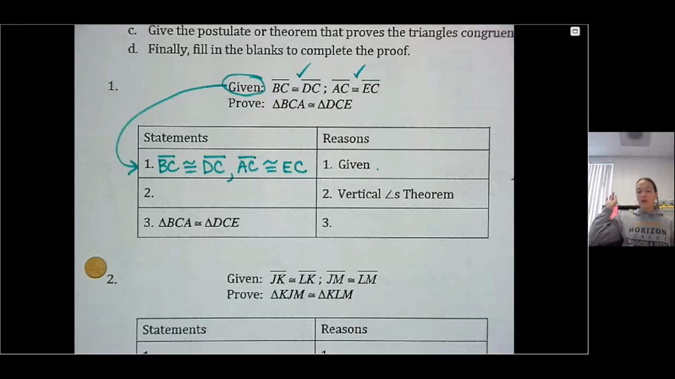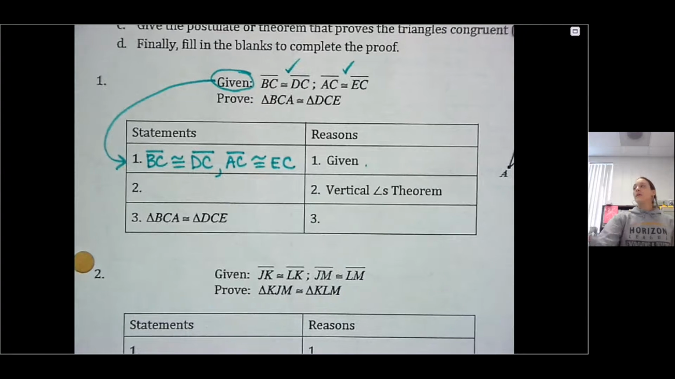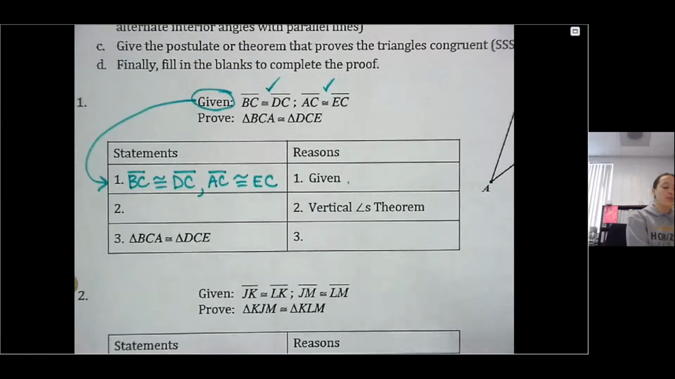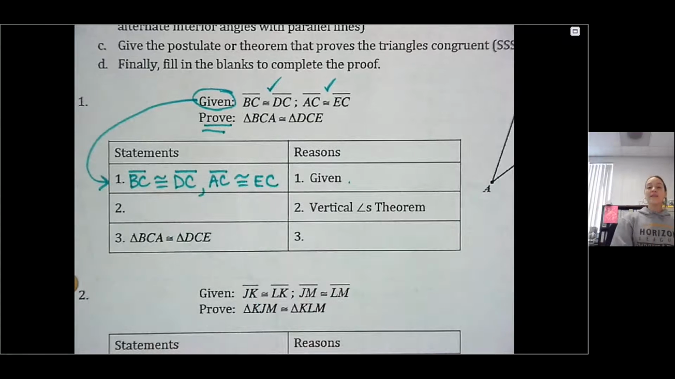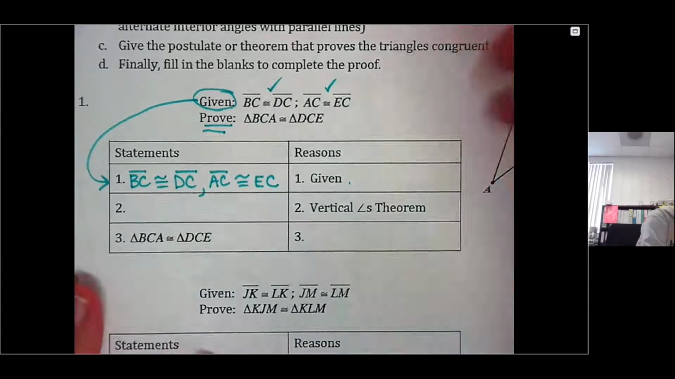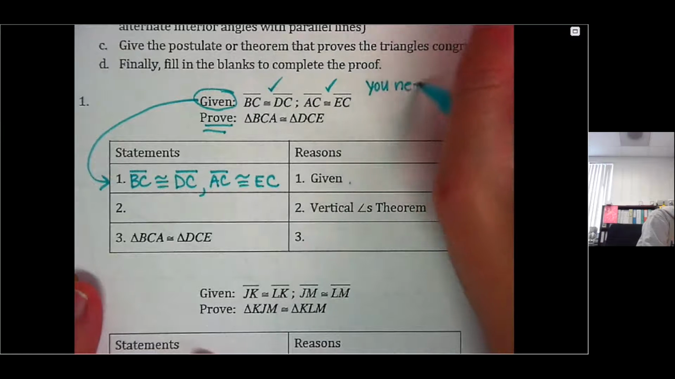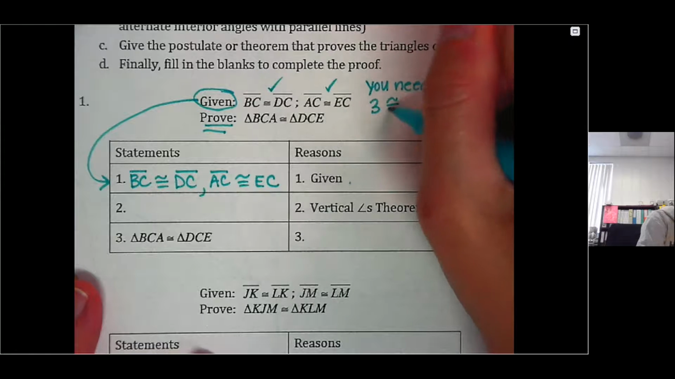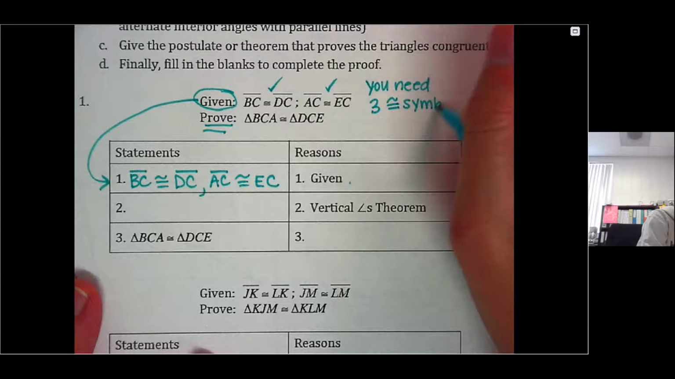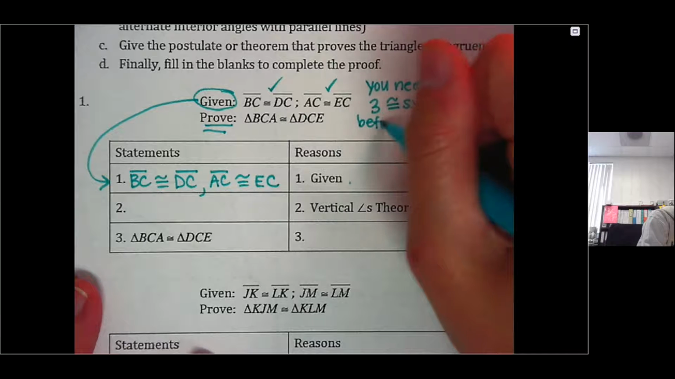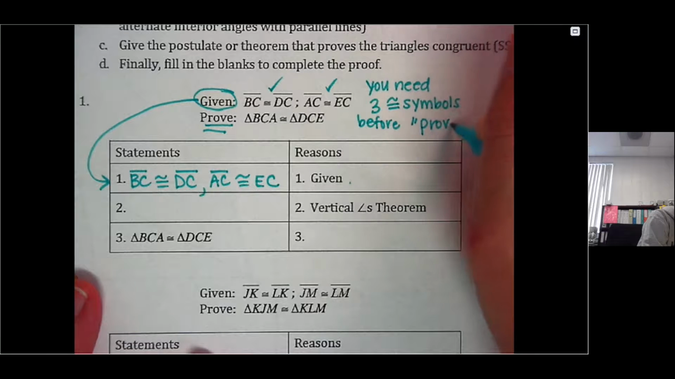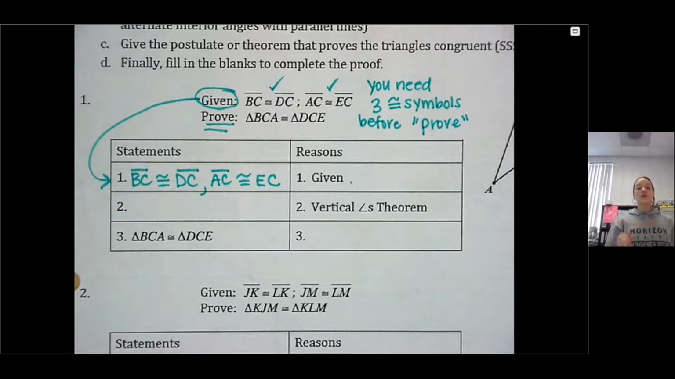So I straight up copied. That's all I did. Now, this is why you need your highlighter. In order to get to the last statement, which is the prove statement, you need 3 congruent symbols before you get to your prove statement. 3 congruent symbols before you can go to your proof statement.